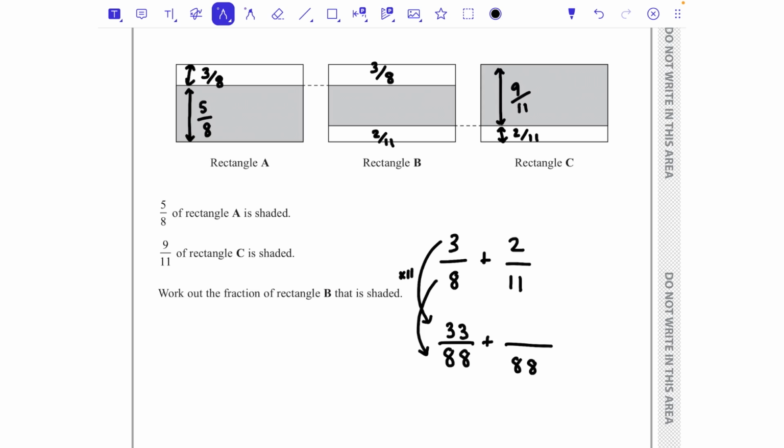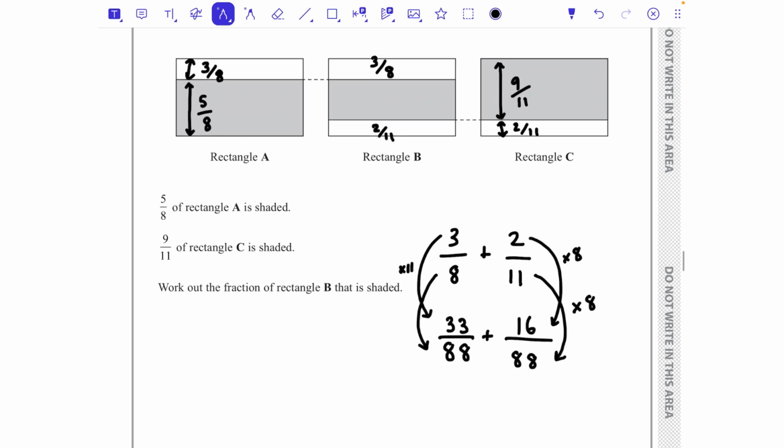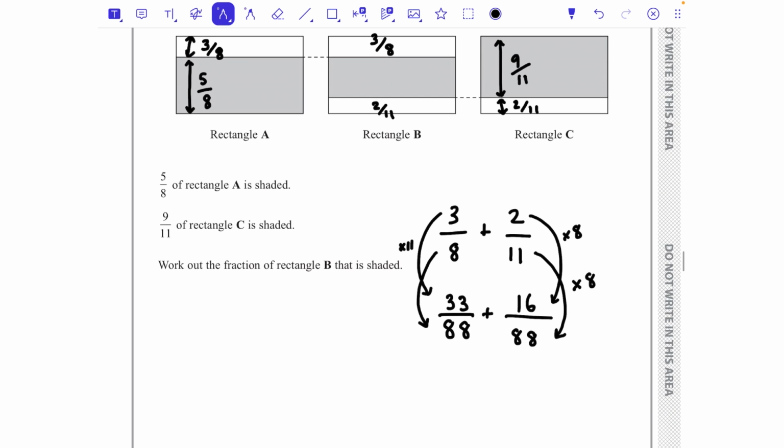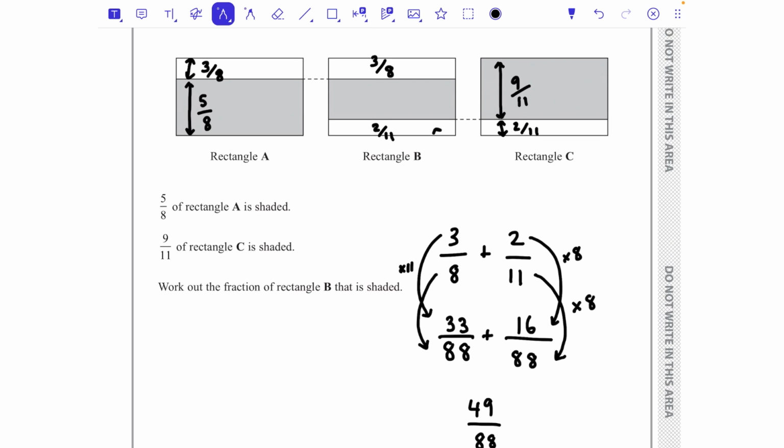With the second fraction, I've multiplied the bottom number by 8. So I also need to multiply the top number by 8. And 2 times 8 is 16. So 33 add 16, that is going to be 49 out of 88. But remember that that is the white bits. So that's this bit and this bit, and we want the rest.